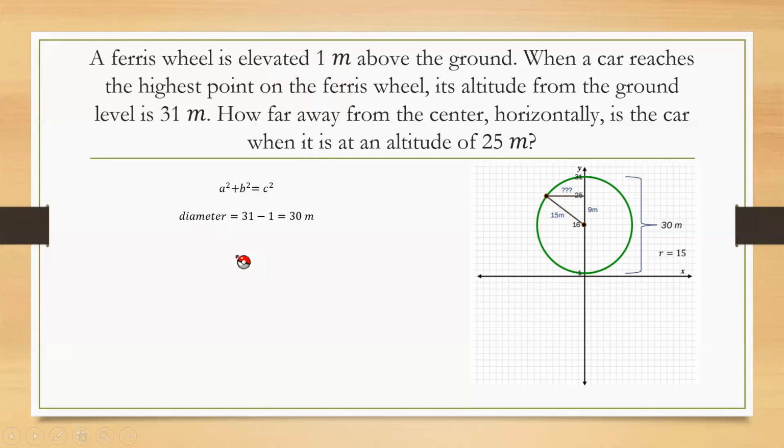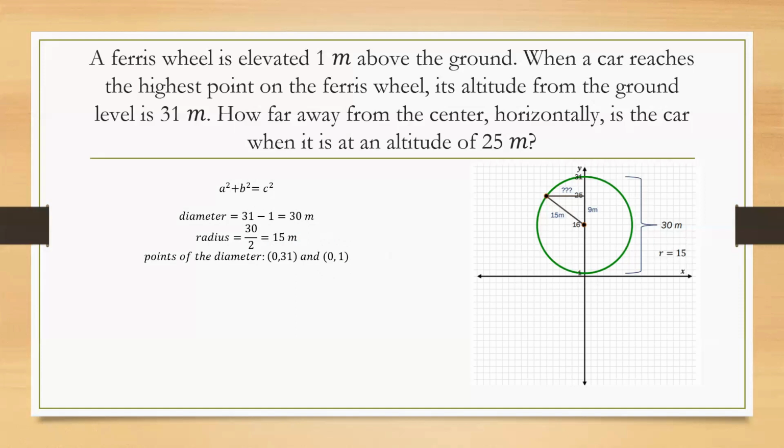Therefore, to find the diameter, we simply have to subtract 1 from 31. So 31 minus 1 equals 30 meters. Now that we have our diameter, simply divide it by 2 to get our radius. 30 divided by 2 is equal to 15 meters.